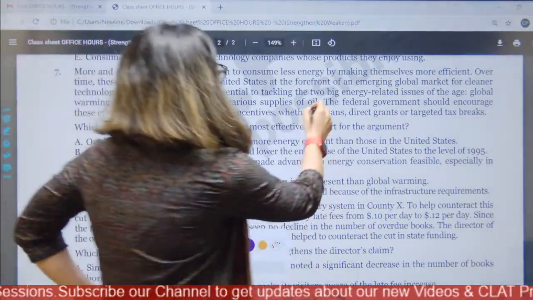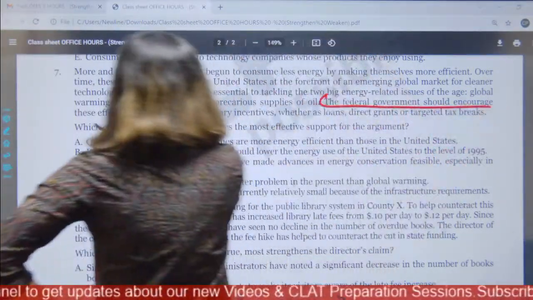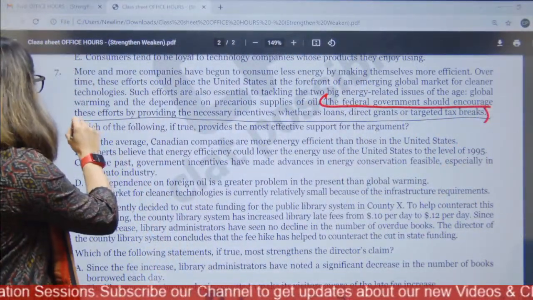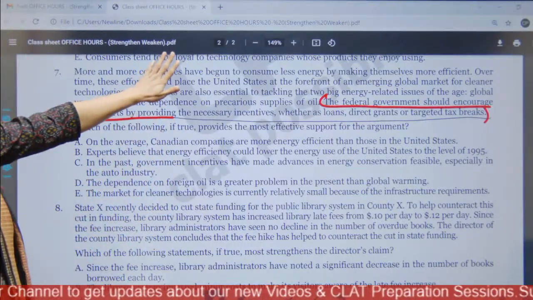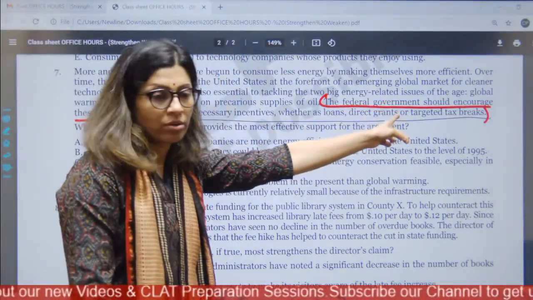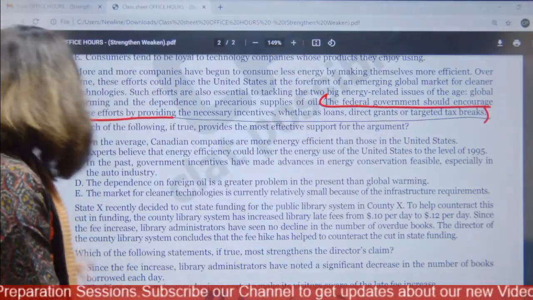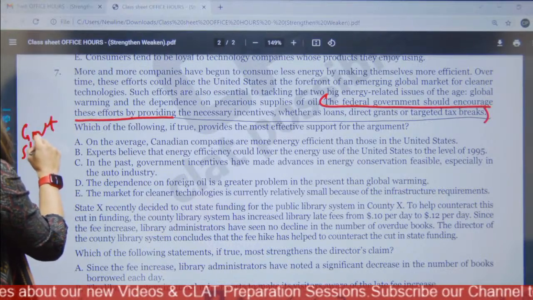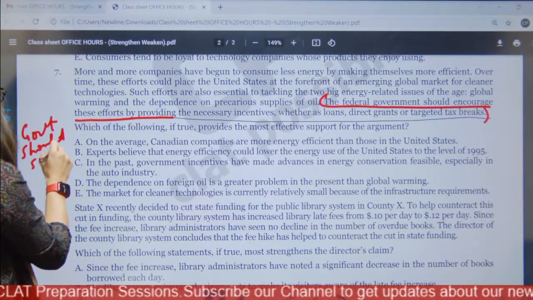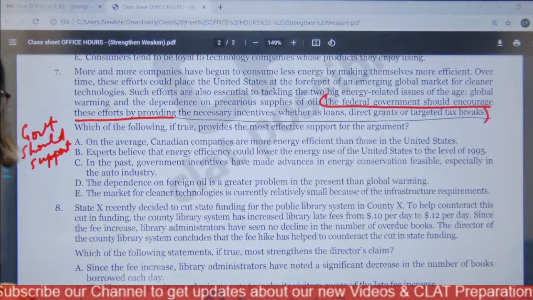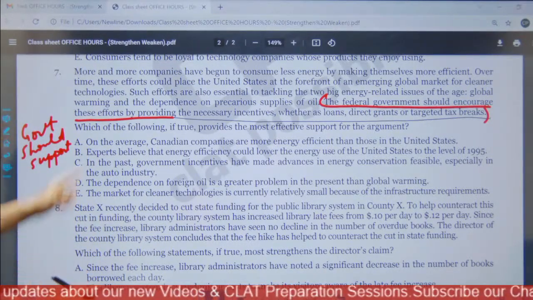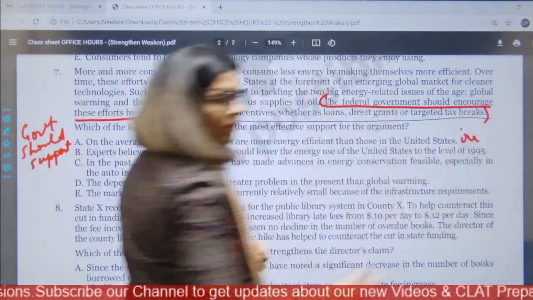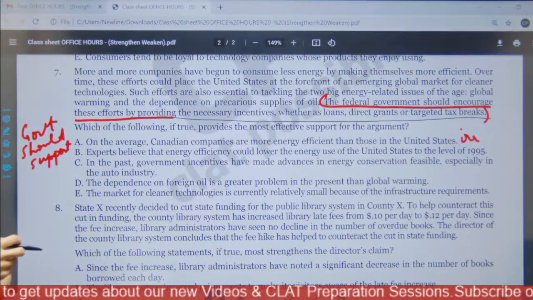The conclusion is the federal government should encourage these efforts by providing the necessary incentives. So while US companies have become conscious, all this information is here, the author feels government has to support. So we have to strengthen this and say, yes, government should support. Yes, government should support. Right? So, option A, would you eliminate it? It's irrelevant. Would you eliminate option A, irrelevant?